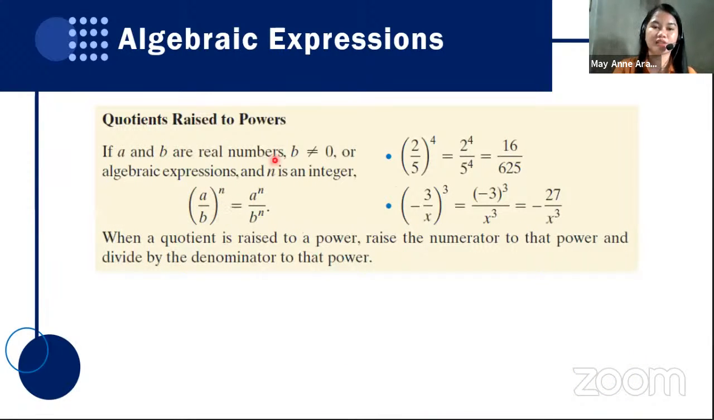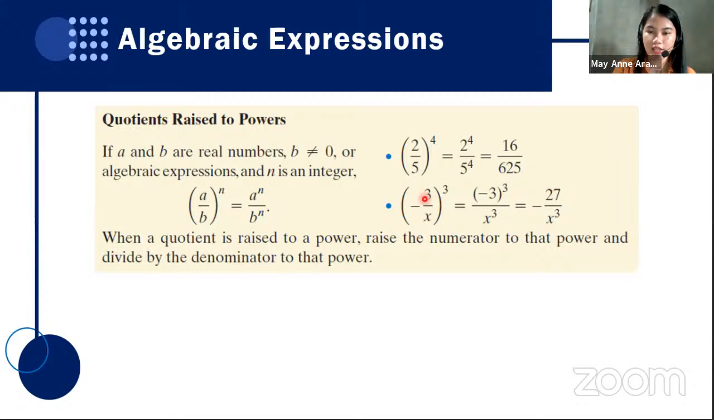Last, we have the quotients raised to power. So, same lang din naman yon, i-distribute niya lang din yung exponent. So, if the given like this, so we have 2 over 5. So, just distribute 2 raised to 4 and you will have 5 raised to 4 in the denominator. Just simplify, 2 raised to 4 is 16 and 5 raised to 4 is 625. So, the same applies for this.